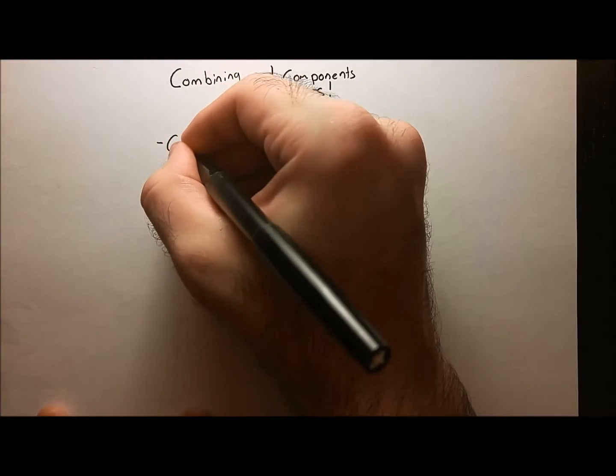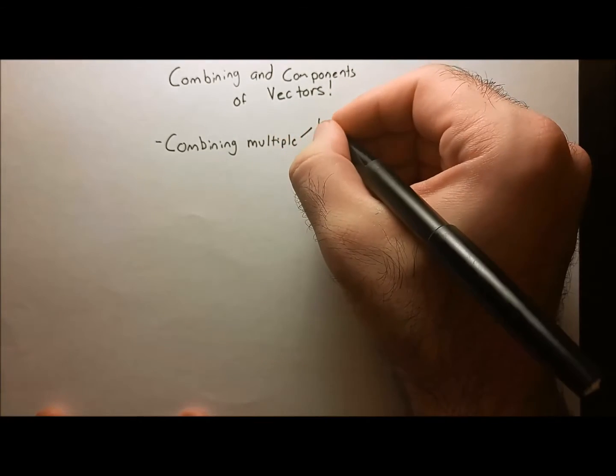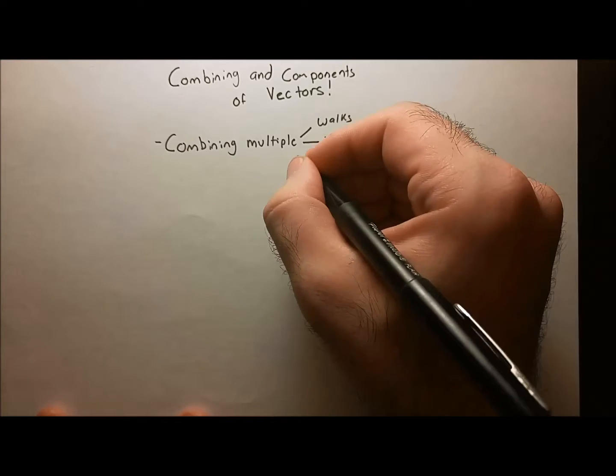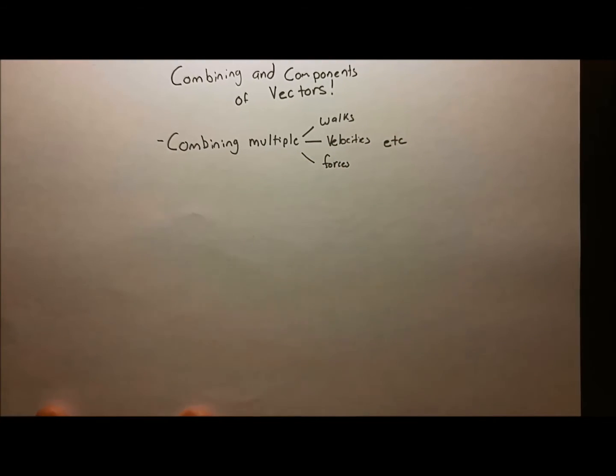Now, the whole point is I'm going to teach you a series of steps on how to think about vectors, both combining them and breaking them up. The reason we're doing this is because it's really easy to combine multiple different things. For example, multiple walks, multiple velocities, or even multiple forces. You go right, then left, then up, then down, and so on.